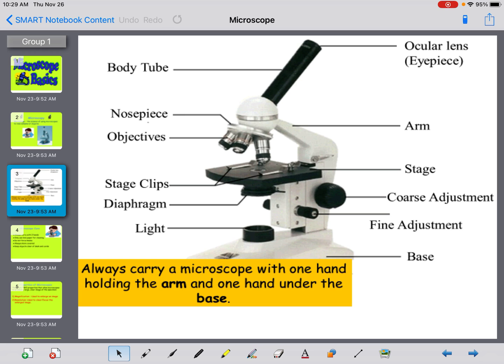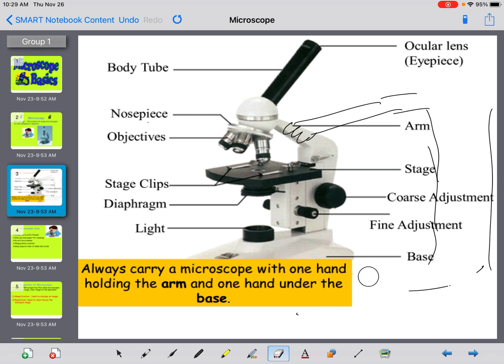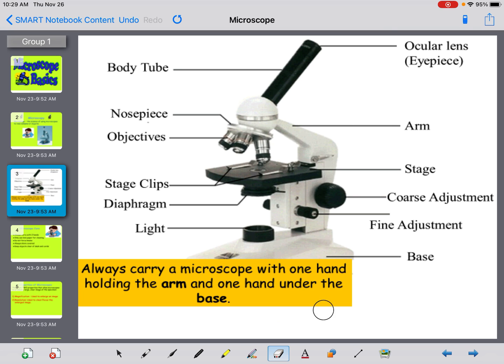When you are holding one, you always want to carry it with, I'm going to erase this after, but imagine there's one hand here, and one hand on the base. So you hold one hand on the arm of the microscope, one hand on the base. You always hold the microscope with two hands whenever you are using it. Again, that'll become important when you start using it.